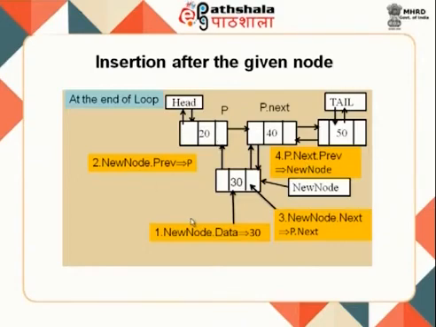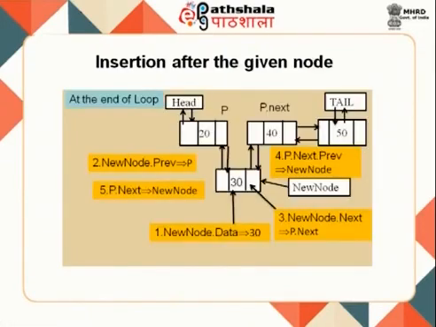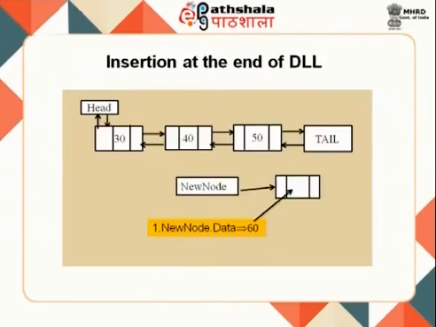What is the next step? P dot next is equal to new node. Okay. So, these two have to be done in this particular order, which I already told you before. This is at the end of the loop. I mean, this is at the end after a given node. Now, at the end of the loop, you have a new node.